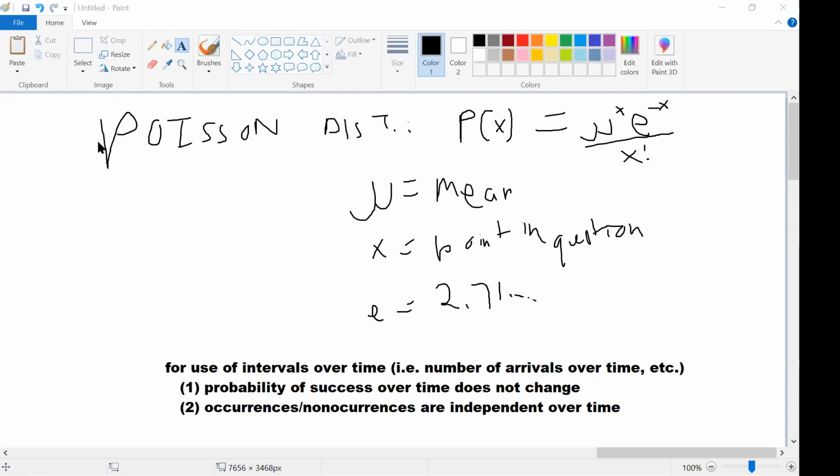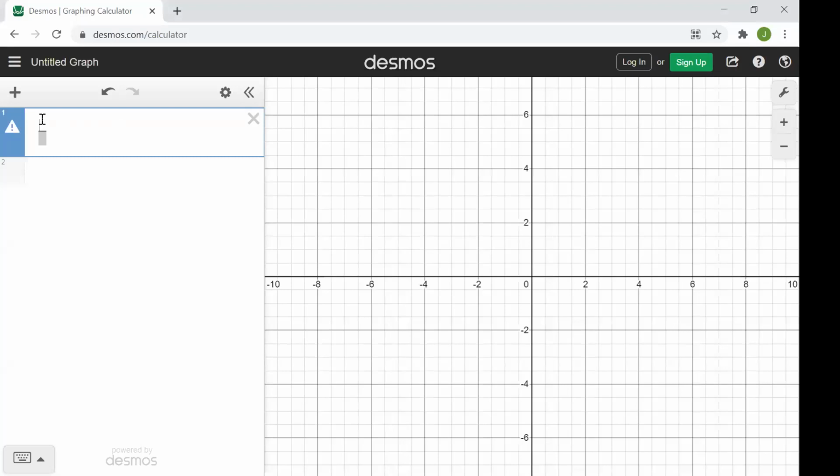So here, oh, I have to switch the Desmos. Let me switch the Desmos. Stop share. Switch to Desmos. All right, here we go. So we recall that it is mu to the power of x. So in this case, our mean was 5. And we want to know the odds of getting exactly 5. So we raise this with the caret to the power of 5. And now we have e to the power of negative x, so negative 5. And now we divide this by x factorial. X is 5, 5 factorial.